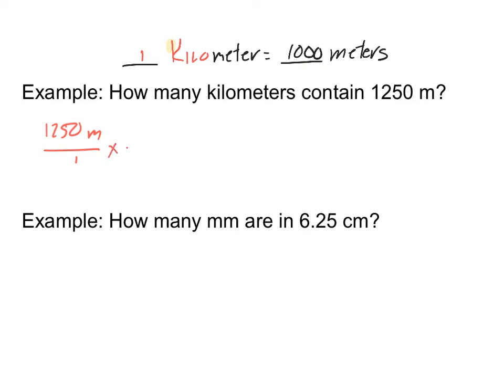Now I'm going to set up my conversion factor so that my units cancel out. I'm going to put 1,000 meters on the bottom, and 1 kilometer on the top. My units for meters cancel out, and when I multiply across and then divide, I get a value of 1.250 kilometers.